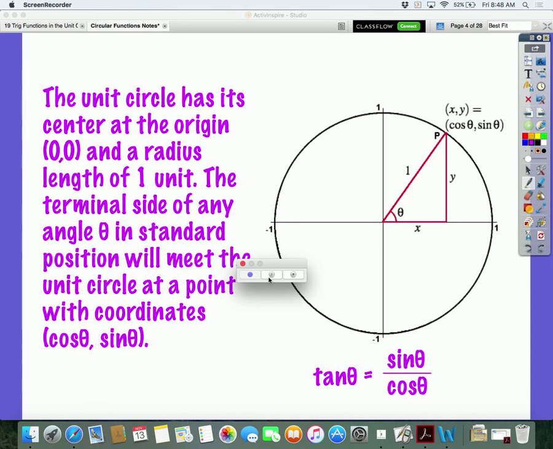Okay? And if you think about it, sine is opposite over hypotenuse. So the sine of theta is y over 1. So that's why sine is y. Cosine is adjacent over hypotenuse. The adjacent side is x over 1. So the cosine of theta is x. That's how that goes. Don't forget, from the trigonometry unit, this identity here, that the tangent of theta can be found by taking the sine of theta and dividing by cosine of theta instead of doing the opposite over the adjacent.